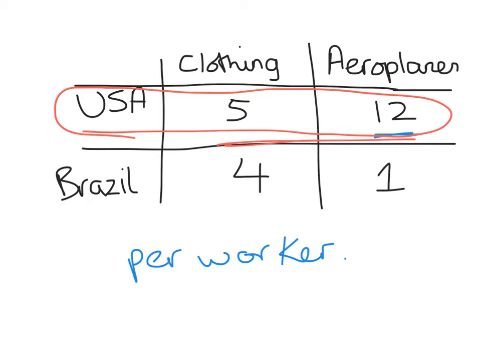And just in case you're wondering, why won't the USA just produce both clothing and airplanes? There's just one thing we need to remember here, which is that resources are limited. So when we're talking about workers as a resource, we know that workers themselves are limited. So you need to use your workers efficiently, and if they produce one good more efficiently, then you need to focus their production on that good.